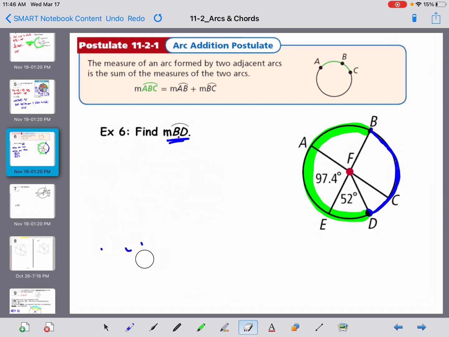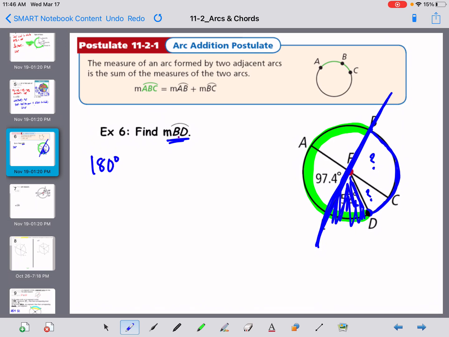All right. So what do I got here? Well, I don't know what this is. I don't know what that side is. I know what this is, and this is half of my circle. Wait a minute. How much is half of a circle? It's half of 360? 180 degrees. So if I said 180, subtract this 52, that would leave me with BC, right?